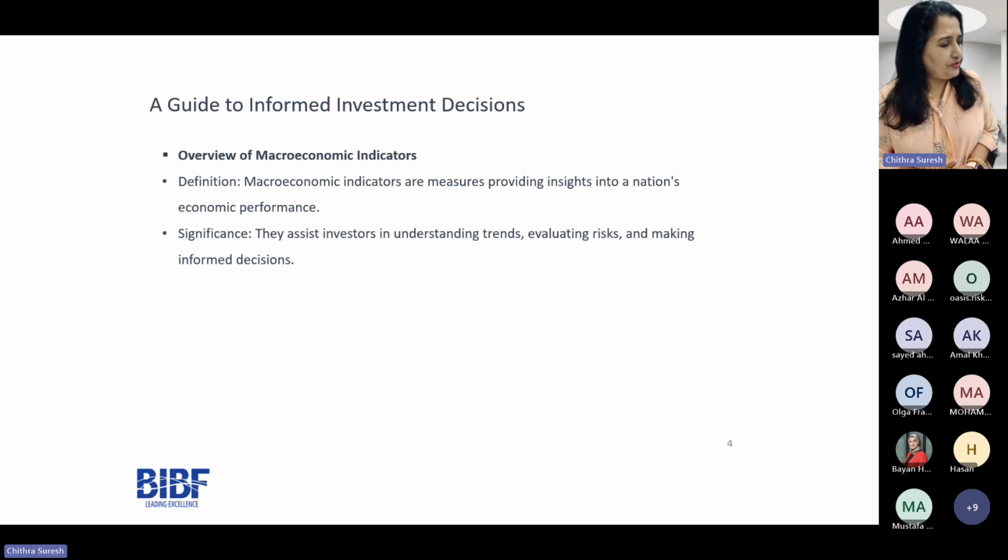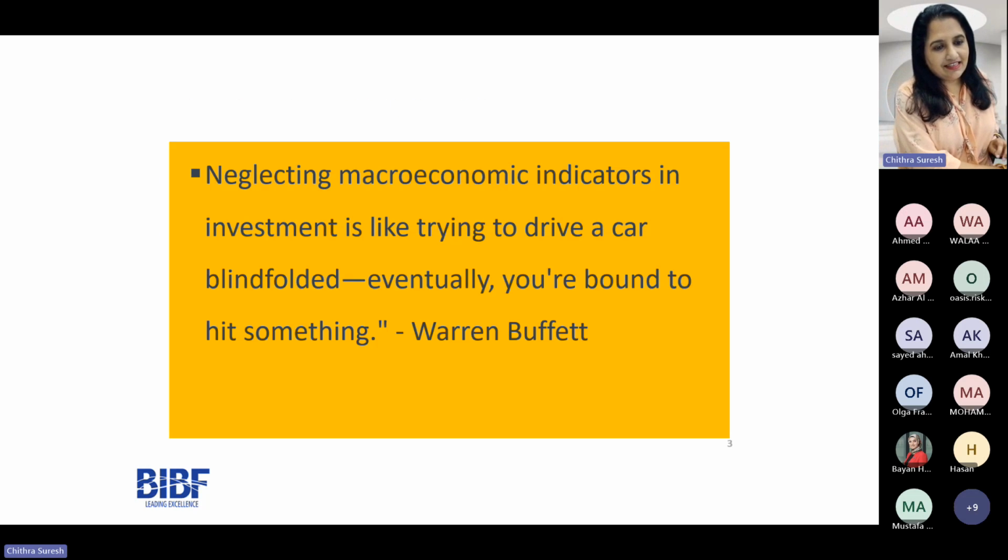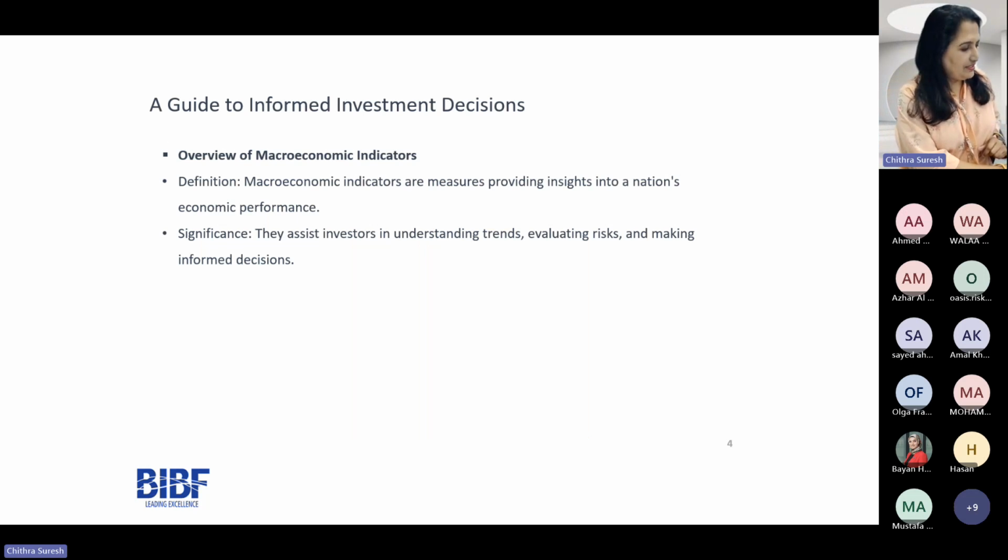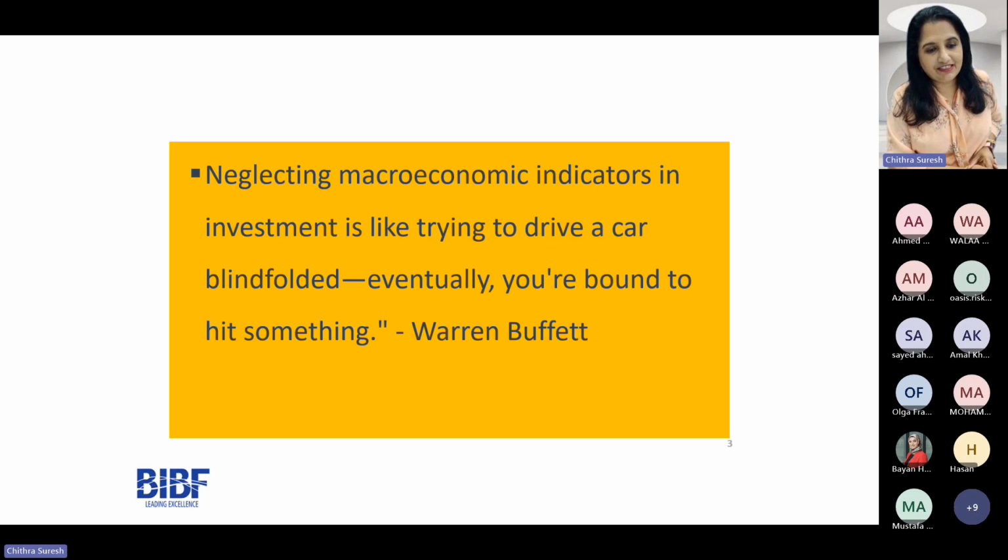Warren Buffett has said that neglecting macroeconomic indicators in investment is like trying to drive a car blindfolded. Eventually, you are bound to hit something. So it can be positive, it can be negative, right? So I think that explains the importance of macroeconomic variables and why they should matter to us as investors.